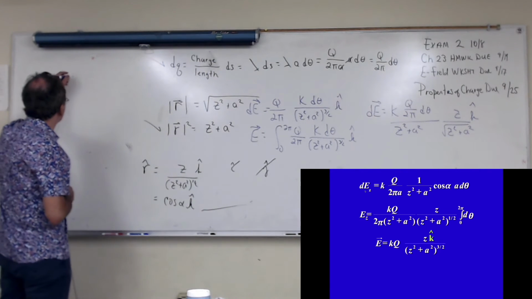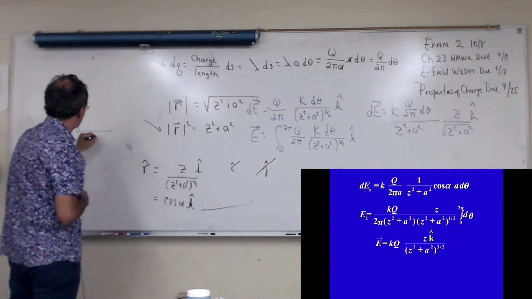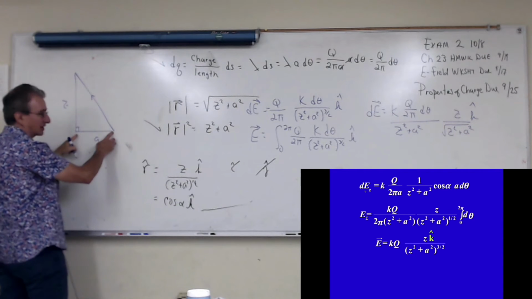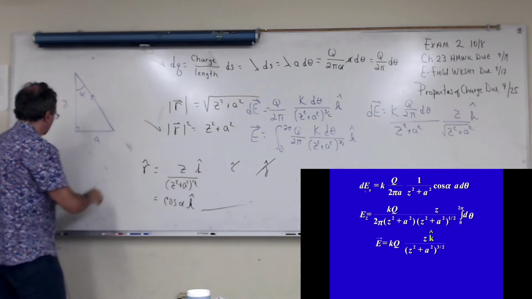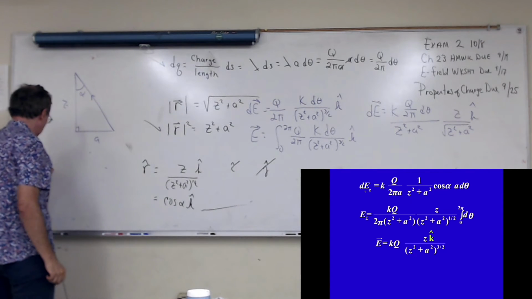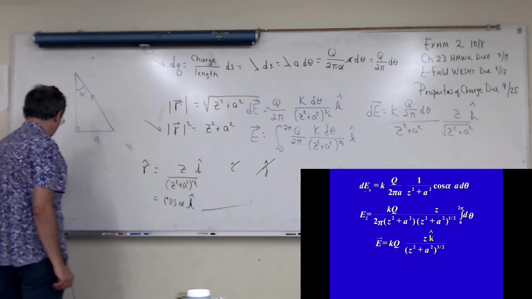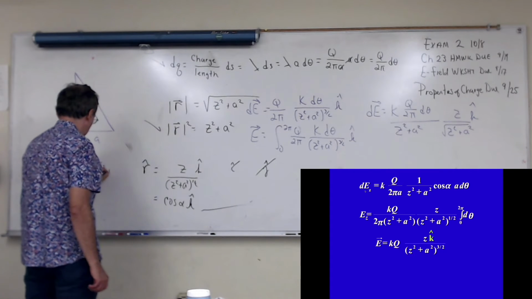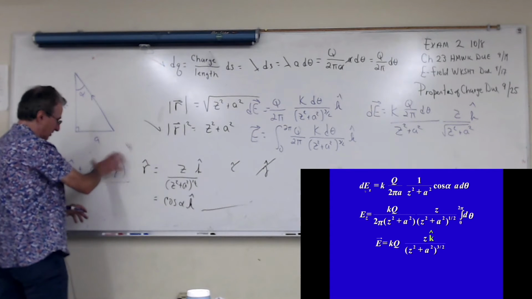Thank you. Really, the triangle that we have, this is a, this is z. And this has x and y components because this is an x and y plane, but this is alpha. So r hat is basically... this is not correct. There's a bunch of other stuff in there.